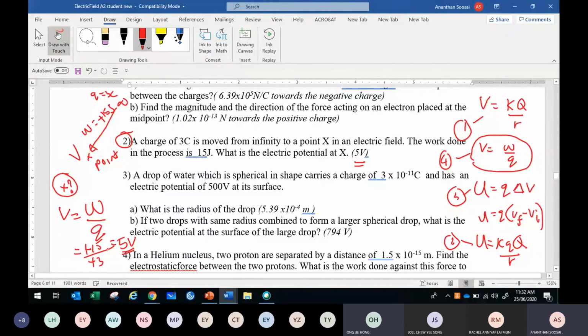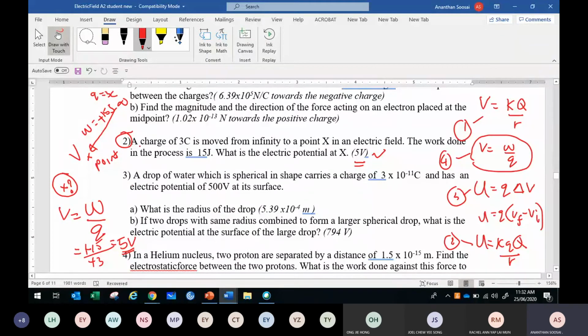The work done per unit charge to bring it from infinity to that point is 5 volt. So the answer should be 2. Any problem with the working? So work done per unit charge is to be used.